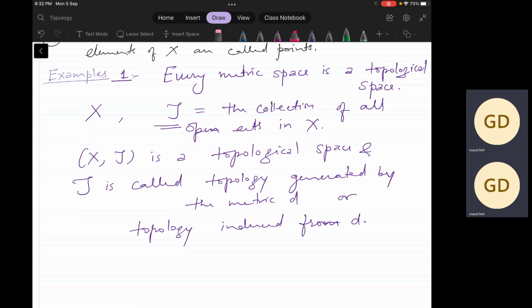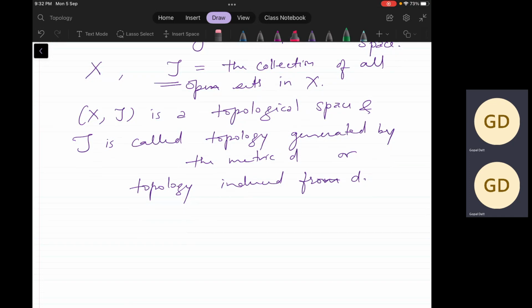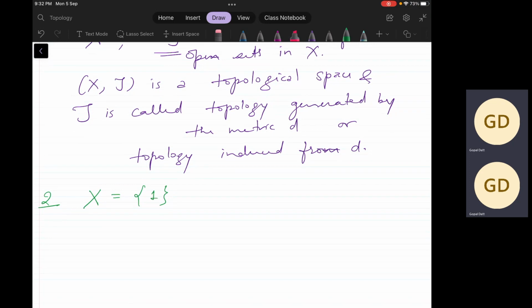Okay, good. This is one example. Now the second example. Let us take X to be a singleton set, say the set containing one. We want a topology on X. For tau, we know that empty set and X should be there. Is there any other subset of X? No, these are the only two subsets. So this will be the topology. So there is only one topology on a singleton set.